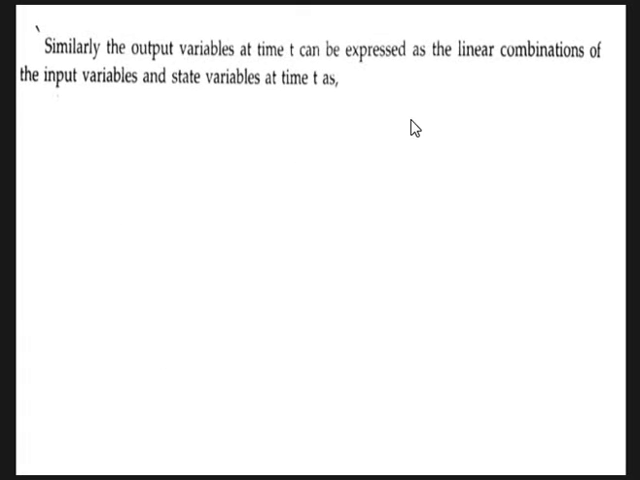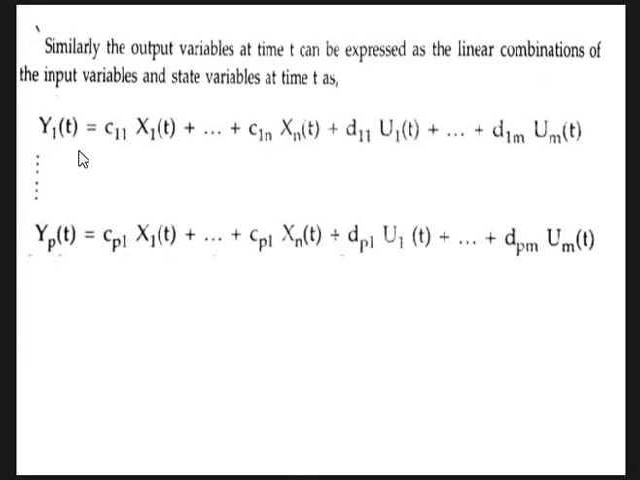Similarly, the output equations are y1 of t is equal to c11 into x1 of t plus and so on, plus d11 into u1 of t plus and so on. Finally, yp of t is equal to cp1 into x1 of t plus and so on like this. These also have constants and variables. C11, C1n and so on are called constants. x1 of t and so on, u1 of t are called variables.